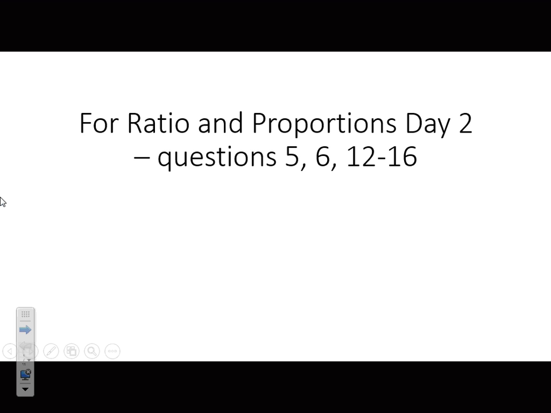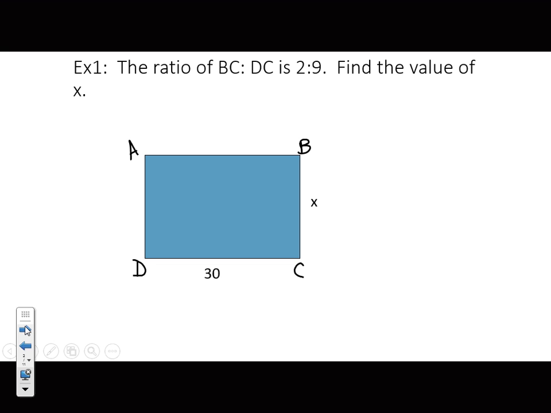I'm going to show you a couple of examples that will hopefully help you with the ratio and proportions day 2 questions on 5, 6, 12, and 16. Alright, here we go. This first example is going to be like number 12 through 16 that you're having troubles with. I know those are triangles and this is a rectangle, but it's going to have the same idea behind it. It says the ratio BC to DC is 2 to 9. Find the value of x.